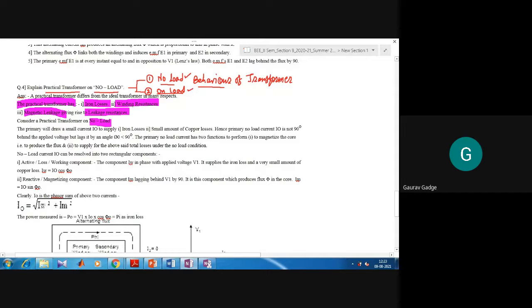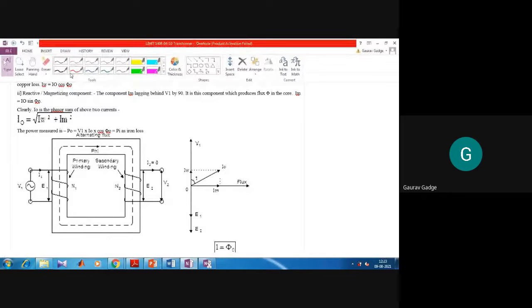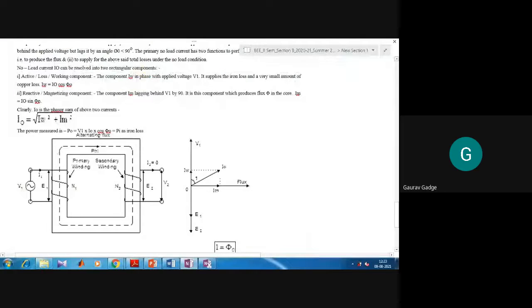Consider a practical transformer on no load. Now, just see the diagram. The concept is the same here. The only thing is there is no load present on the secondary.